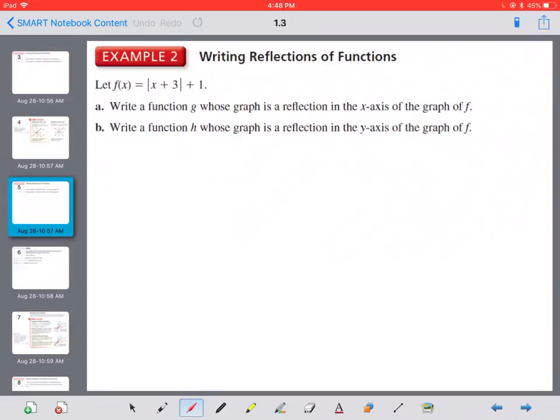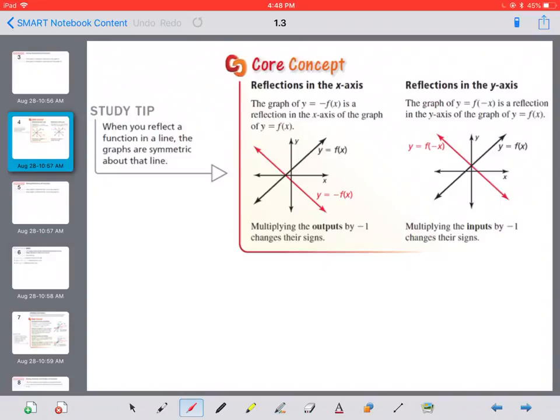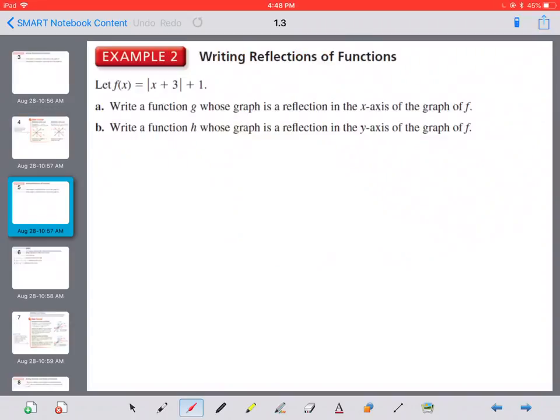If we let f of x equal the absolute value of x plus 3, plus 1, we want to write a function called g, so we're going to change the name to g, whose graph is a reflection in the x-axis of the graph of f. Remember, if you flip back, in the x-axis, we're going to negate the whole equation. So for a, okay, good. g of x is going to be the negative of f of x. And really I'm going to put that in parentheses because I'm going to negate the whole thing.